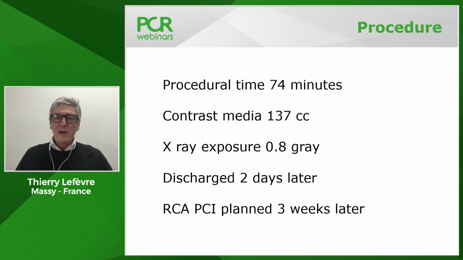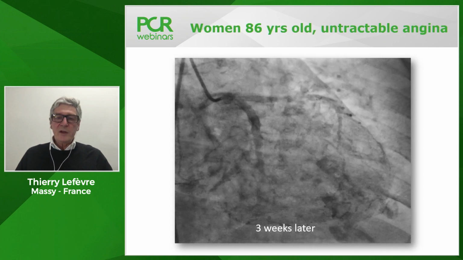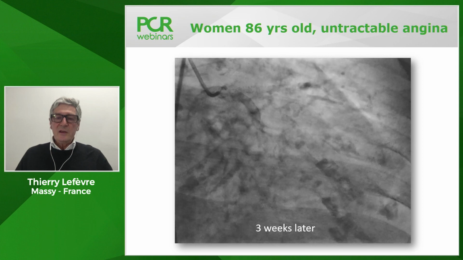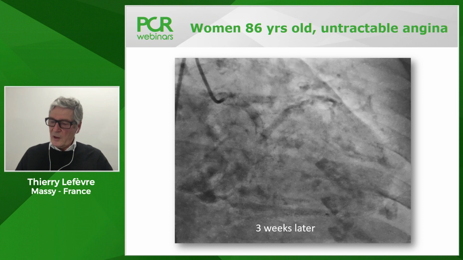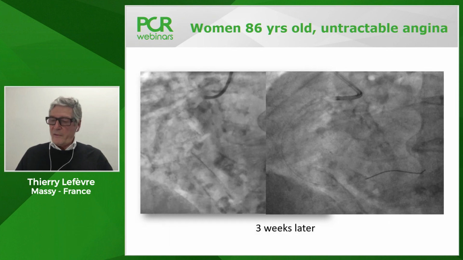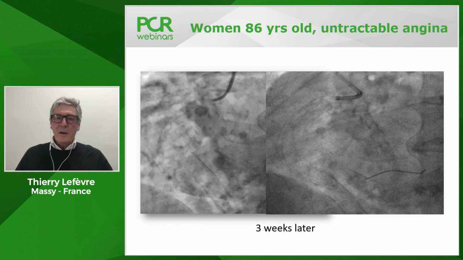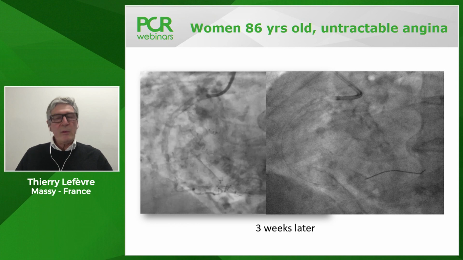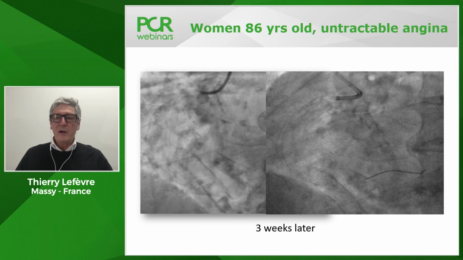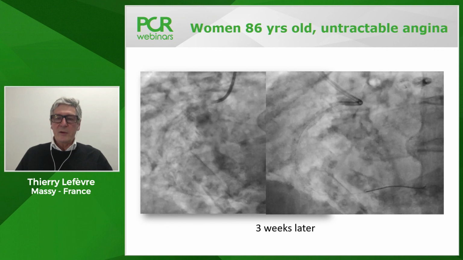So the patient came back. She was totally asymptomatic. This is the result at 3 weeks, which looks very good. And of course, we have treated the right with 2 stents. These 2 lesions, you see again a lot of calcification, but we were able to treat them without a rotablator, with good non-compliant balloons. And this is the final result.